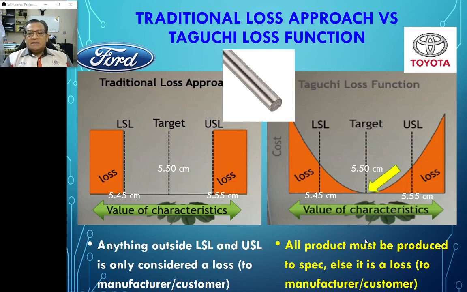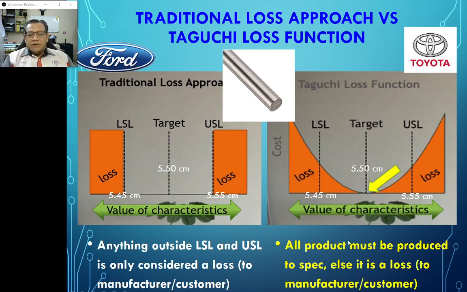This is the greater strength of the Taguchi loss function, in which it ensures the manufacturer always produces every single lot of iron rod at the target specification value of 5.50, which is exactly here. As such, all product must be produced to spec, at the target, else it is a loss if it is here or here or even here. Loss starts when it starts to deviate from the target value.